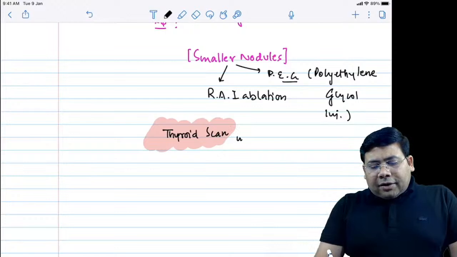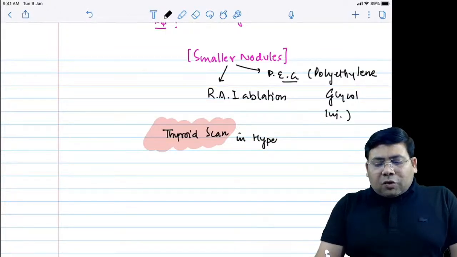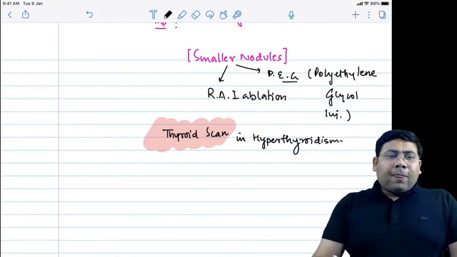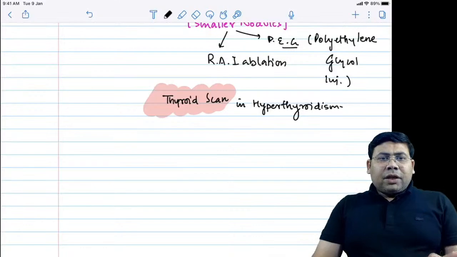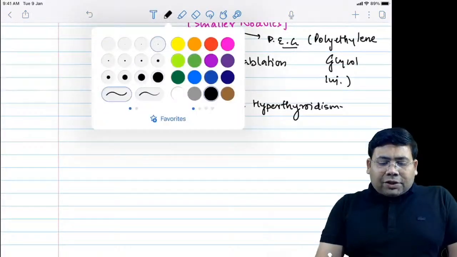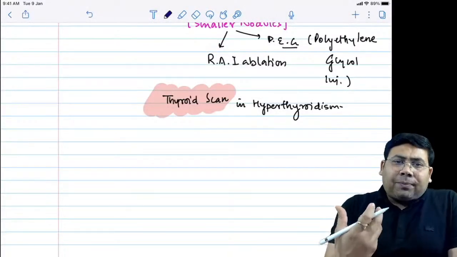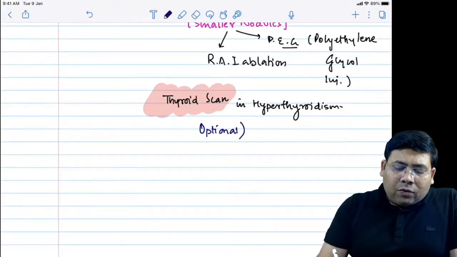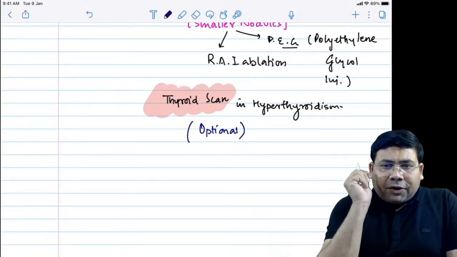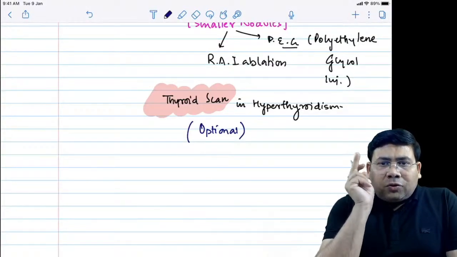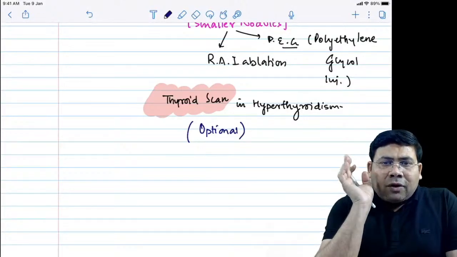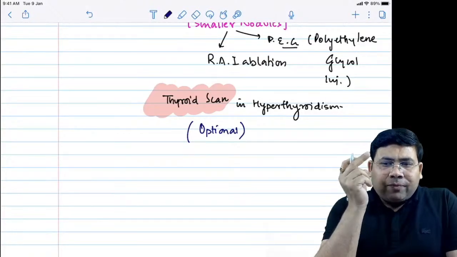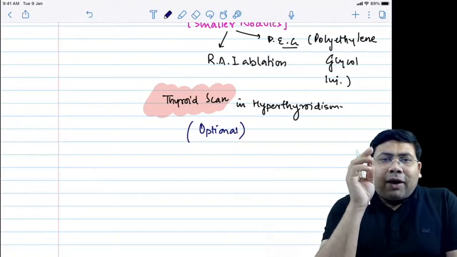remember thyroid scan in hyperthyroidism is optional. This is not a routine investigation, it's an optional investigation. Why? This is indicated only if there is a doubt, and functionally active tissue will always uptake it. Only if in a case of hyperthyroidism your plan is not to do a total thyroidectomy, then only you will go for it. Otherwise there is no logic of unnecessarily exposing the body to radioactive agents.